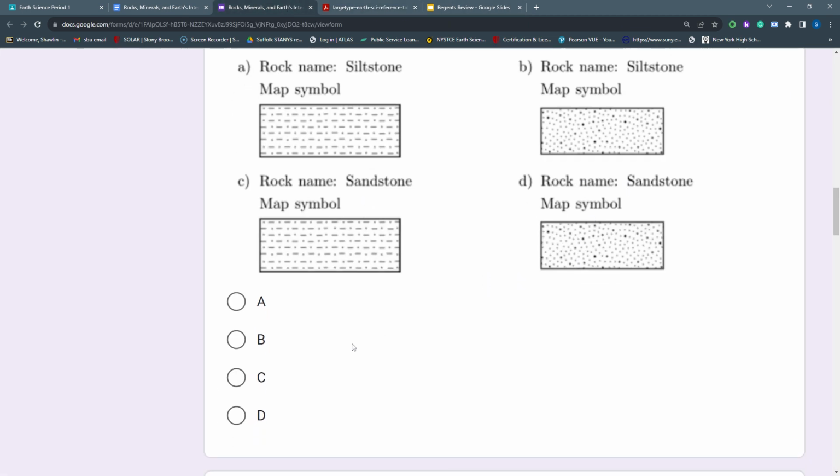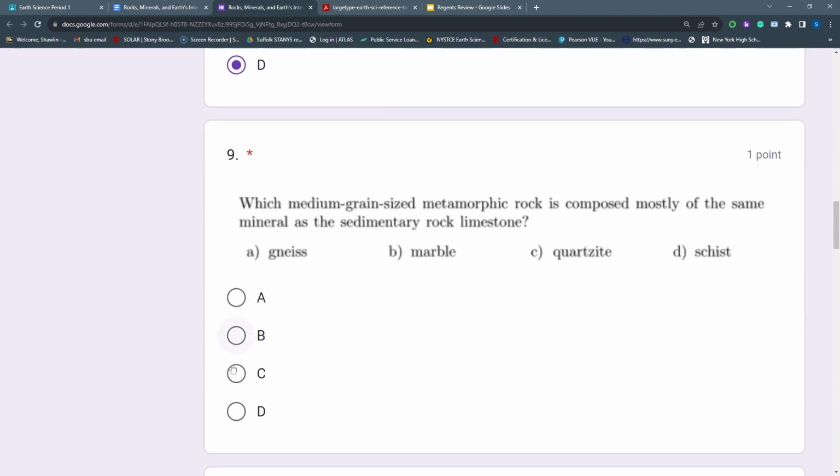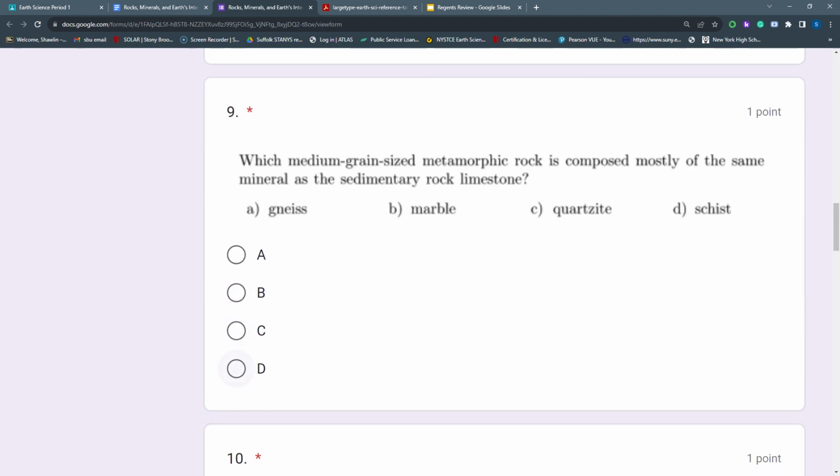And this is my map symbol. All right, number 9. Which medium grain size metamorphic rock is composed mostly of the same mineral as the sedimentary rock limestone? I'm seeing both metamorphic and sedimentary rock in this question, which means I should look at both charts.